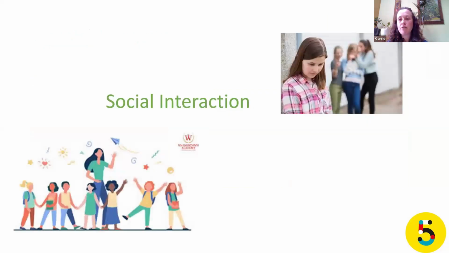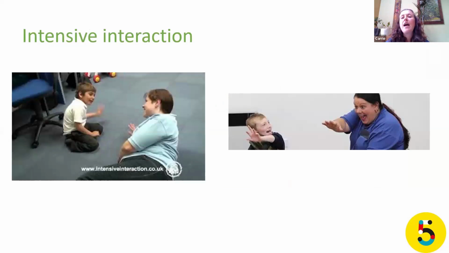Okay, so then moving on to social interaction, which again, there's a huge variety in where children may be at with these skills, but it is one of the key areas where a person with autism may really struggle in a school setting.